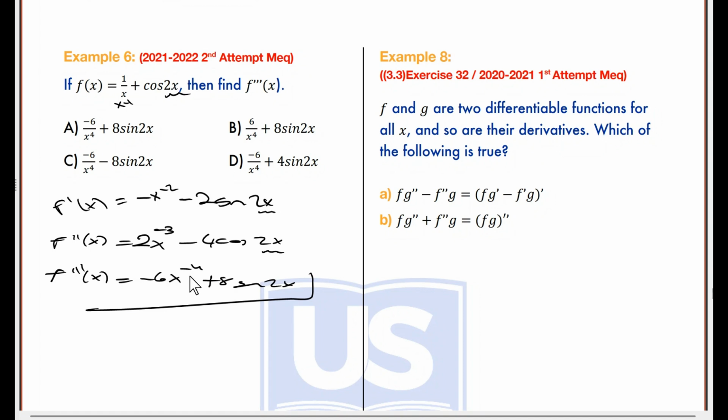Negative 6 over x to the fourth, because when you get rid of that negative exponent, it's negative 6 over x to the fourth. Negative 6 over x to the fourth plus, not minus, sine 2x. So that's my answer. So it is not as difficult as it seems. Since we don't have a product, it doesn't take that much time.